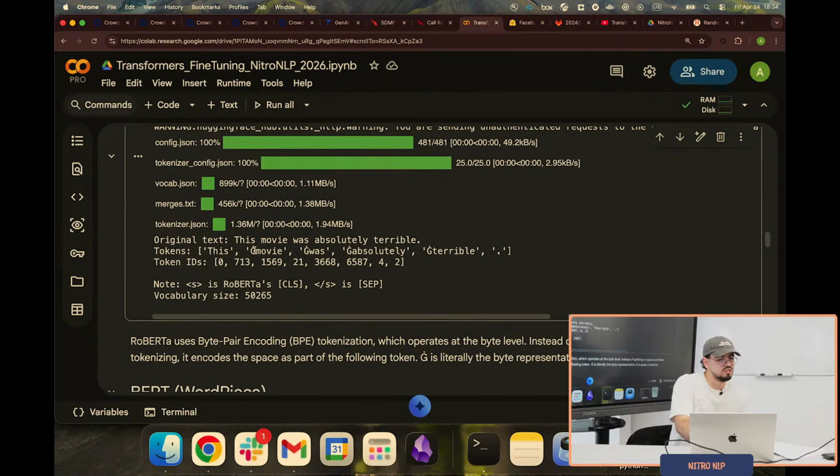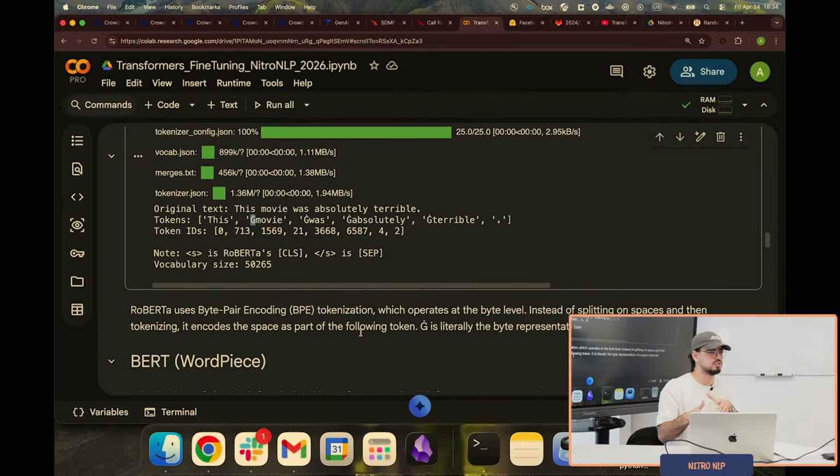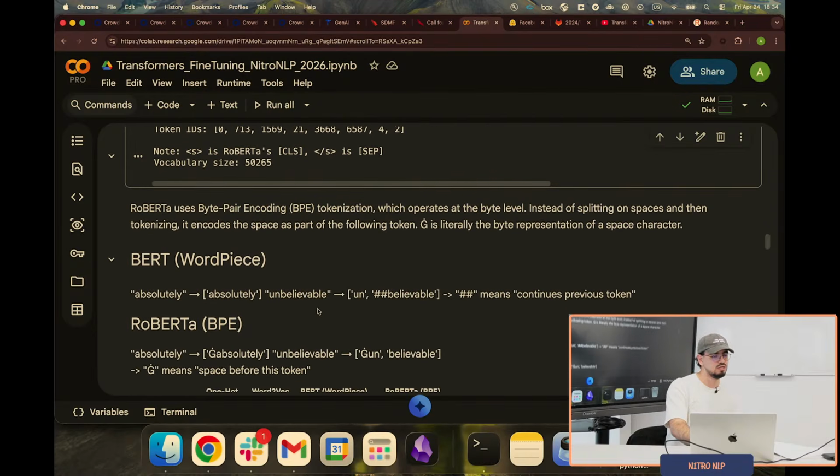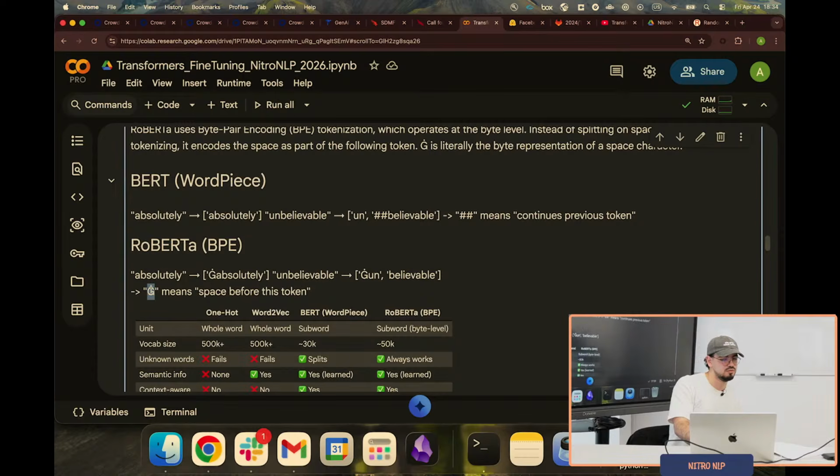You would ask, what is this G? This G is basically the byte representation for the tokenizer of RoBERTa. Because RoBERTa uses byte pair encoding tokenization, which operates at byte level, instead of splitting into spaces and then tokenizing, it encodes the space as part of the following token. BERT, on the other hand, if we had used a simple BERT, uses WordPiece, not BPE. What does WordPiece do? Instead of the G, it uses two hashtags, which mean continuation of the previous token. And this G with a dot on it means space before token.